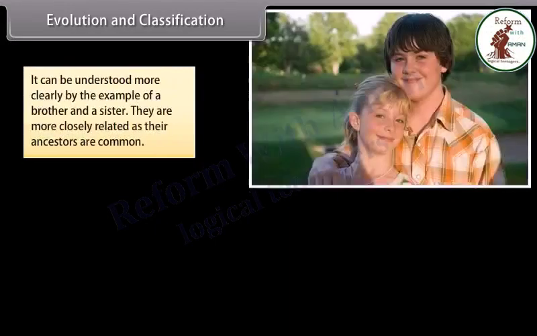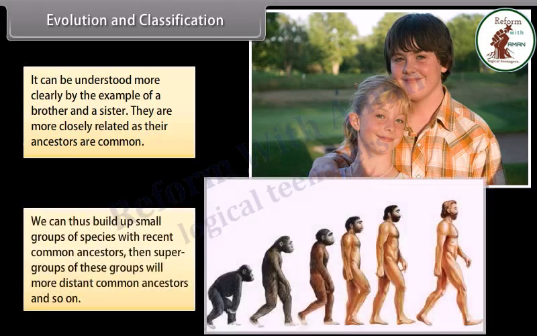It can be understood more clearly by the example of a brother and a sister. They are more closely related as their ancestors are common. We can thus build up small groups of species with recent common ancestors, then supergroups of these groups with more distant common ancestors, and so on.